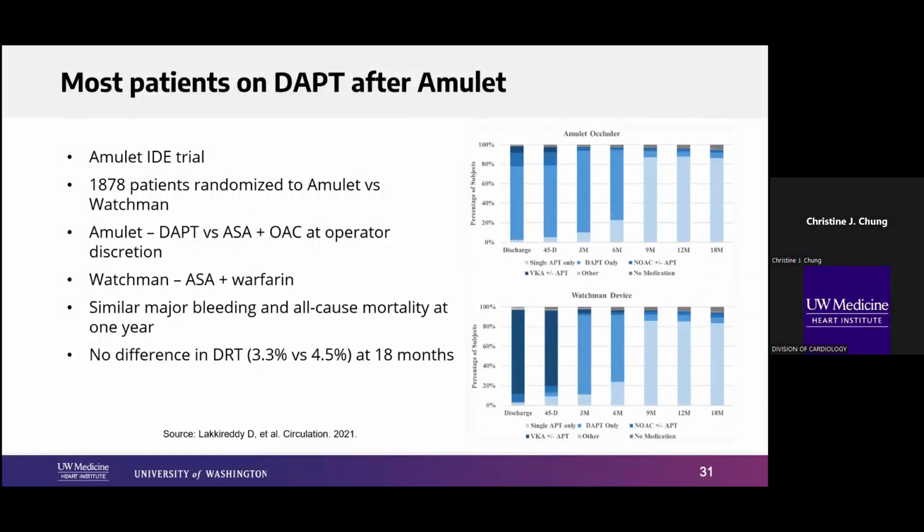In the Amulet IDE study, the choice of antithrombotic regimen post-implant was actually left to the operator's discretion. And so the vast majority were treated with DAPT, aspirin and Plavix, as opposed to the Watchman arm, which was required to be on aspirin and warfarin. Despite this difference in antithrombotic regimens, there were similar rates of major bleeding and all-cause mortality at 1 year. And interestingly, there was no difference in rates of DRT, device-related thrombosis, despite the fact that most of the Amulet patients were treated with DAPT rather than oral anticoagulation.